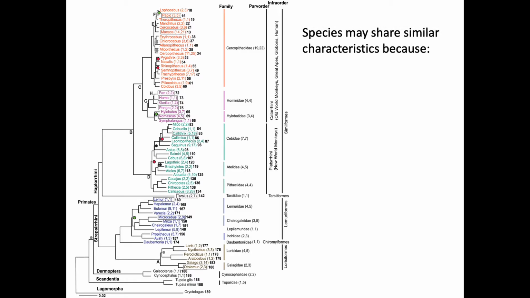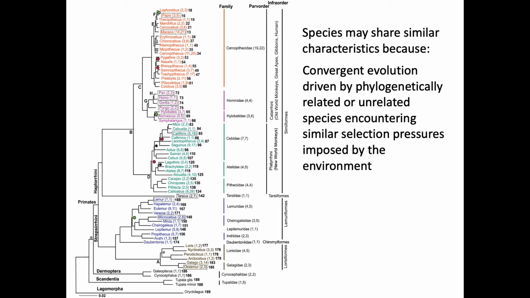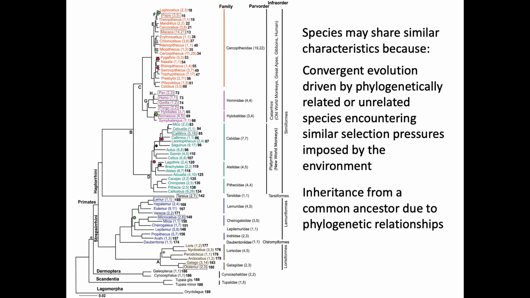So species may share similar characteristics because of convergent evolution, meaning that one group of unrelated organisms does things one way and another group of unrelated organisms does it a similar way, not because they share common ancestry, but because they share common ecological circumstances. And so those selection pressures imposed by the environment led to common solutions to a common problem. It is not inherited from a common ancestor. But you can also have inheritance from a common ancestor due to these phylogenetic relationships, and it would be nice to be able to tease those things apart. The only way we can tease those things apart, though, is by having a phylogeny.